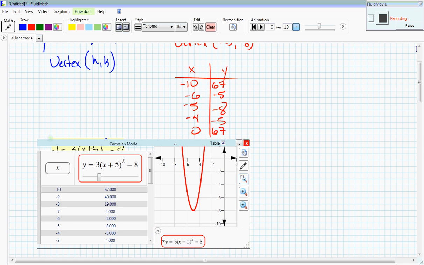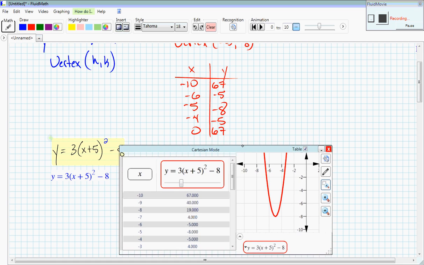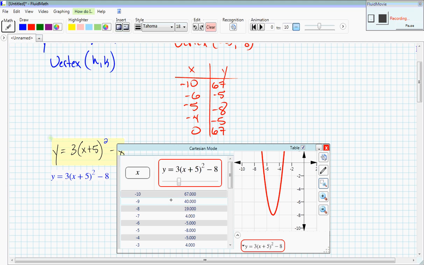Now if we take a look at the table, I'm going to try to match this up with what we have. At negative 10 it's 67, which is good. At negative 6 it's negative 5. At negative 5 it's negative 8. At negative 4 it's negative 5. And at 0 it's 67. If you take a look at this vertex, when we move 1 unit to the left and 1 unit to the right, you can see that there was an increase of 3 units.